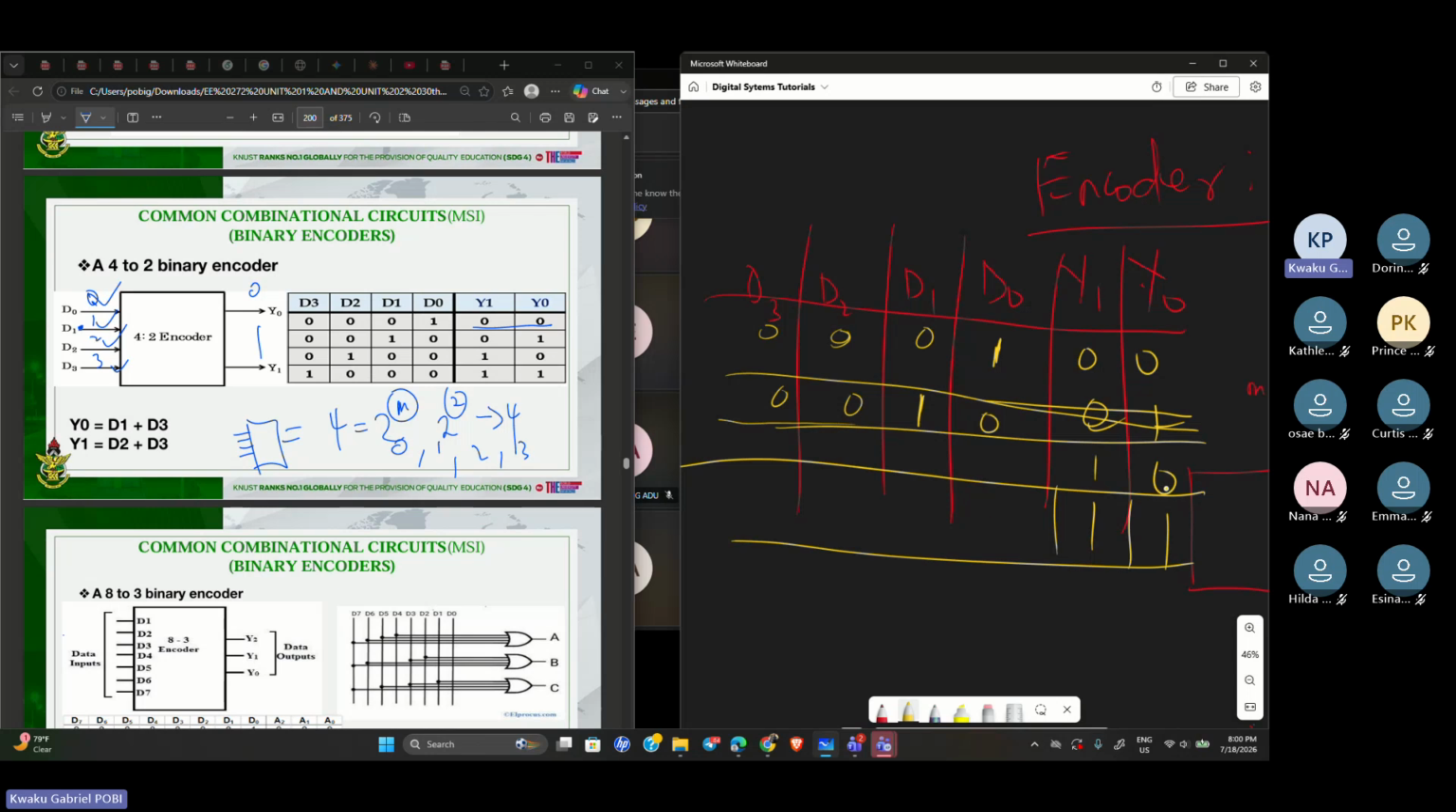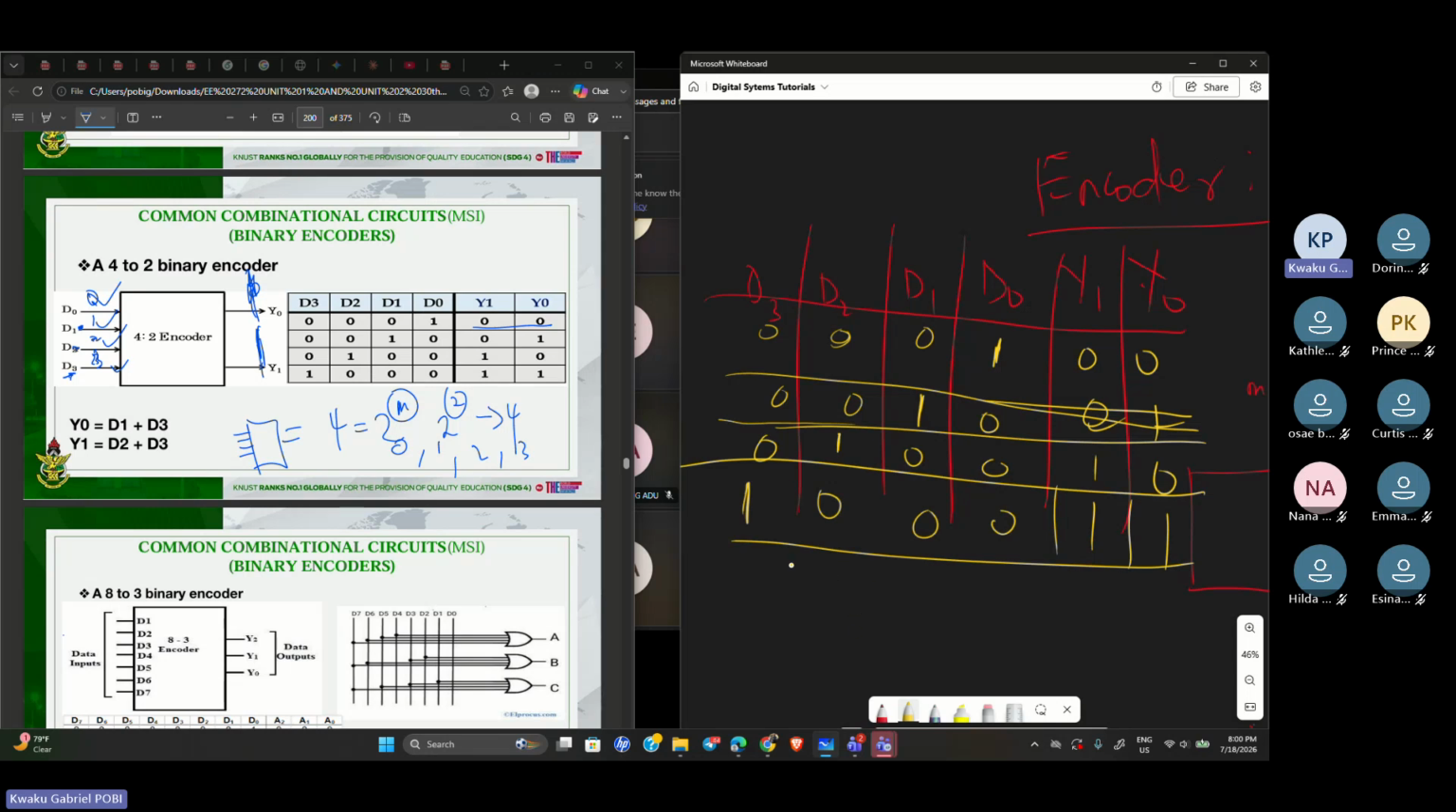Now, if the output is 1, 0, 1, 0 is 2. That goes with D2. So only D2 should be high. So you come here, you put a 1 here. All the rest should be zeros. So it's like connected to ground and connected to VDD, like high voltage. Then if you have 1, 1 at the outputs, 1, 1 is 3 in decimal, which is D3. So it means D3 should only be high. The rest should be grounded in a way. So this is the logical table that you have.